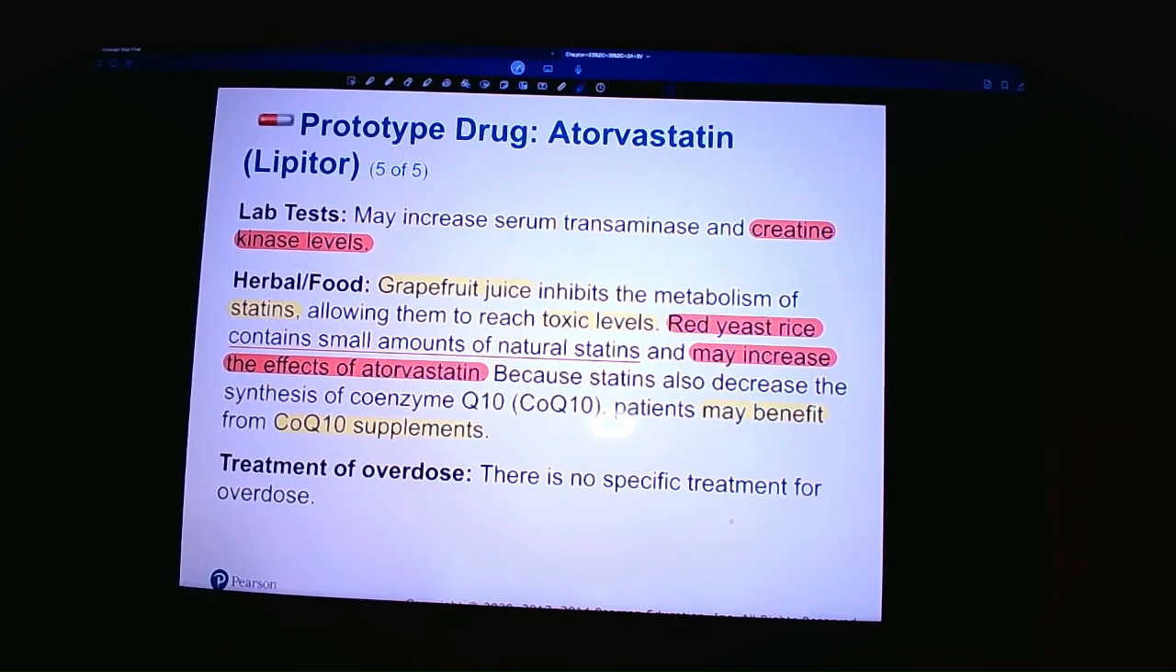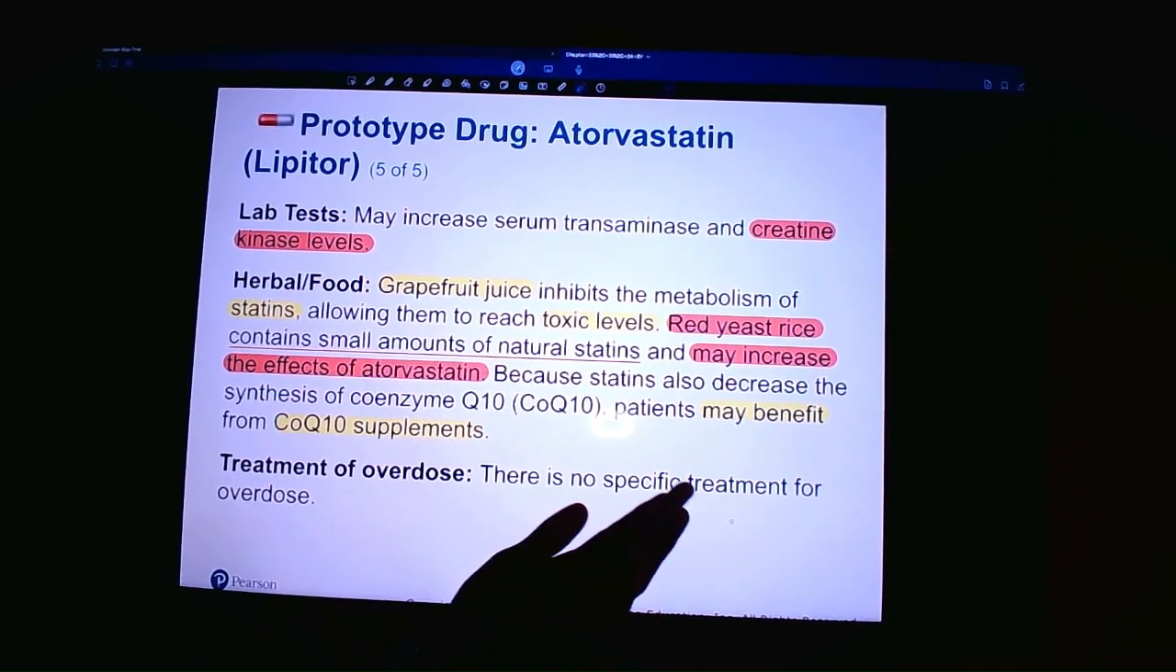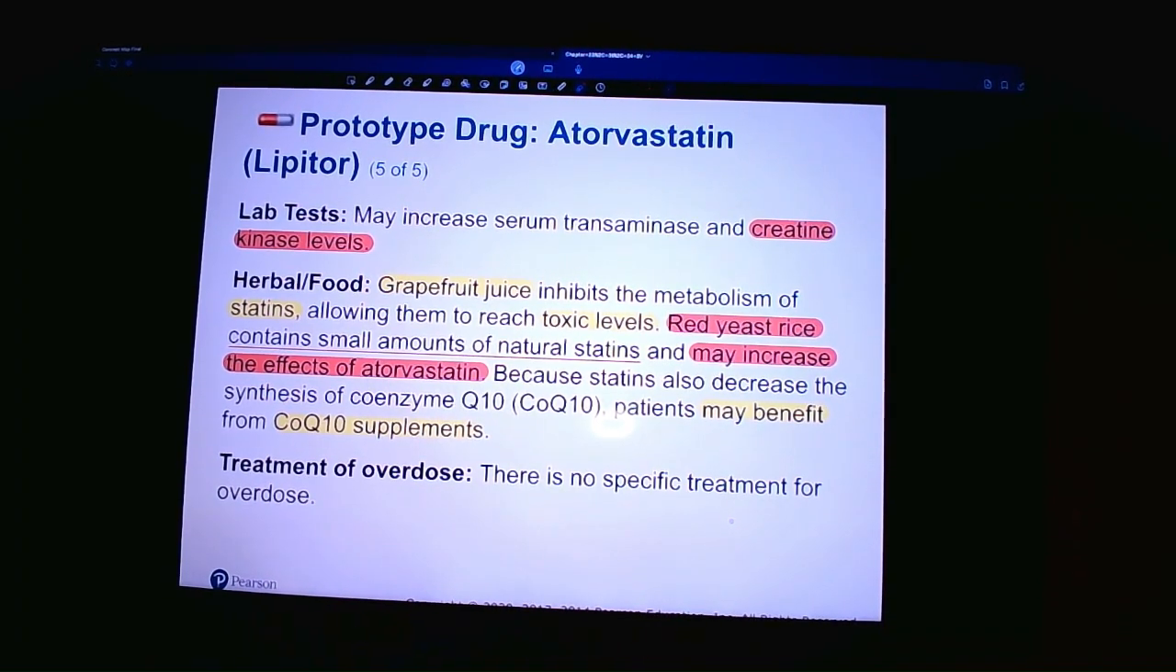And that has a lot to do with our energy production in our muscles. That kind of points again to the rhabdomyolysis, right? Or the myopathy that could occur, right? So, it would be good to take these CoQ10 supplements because they help out with energy production. And then in terms of overdose, there's nothing to really help out with.